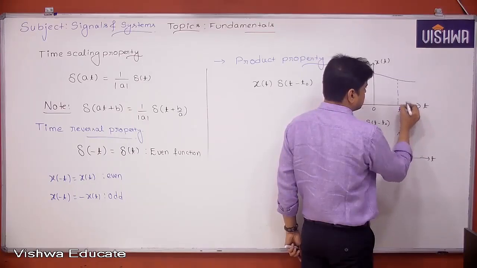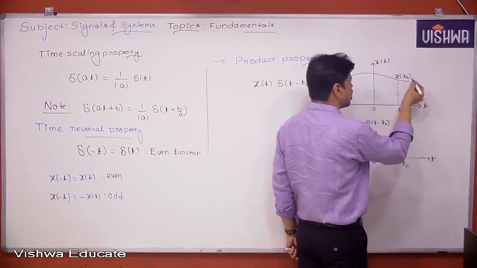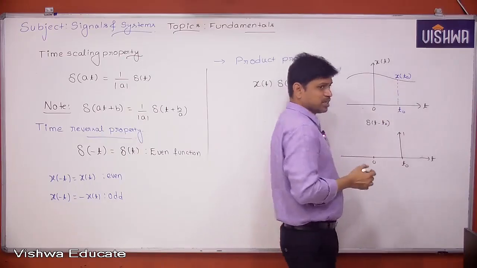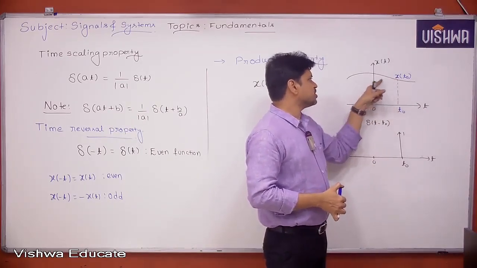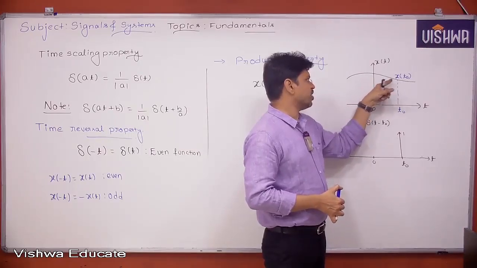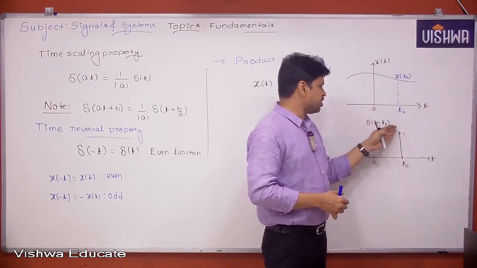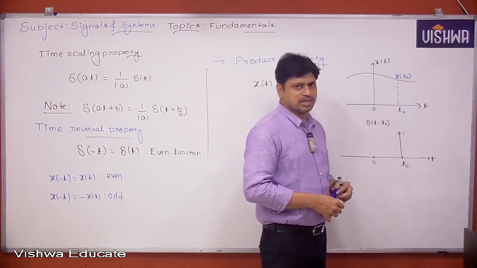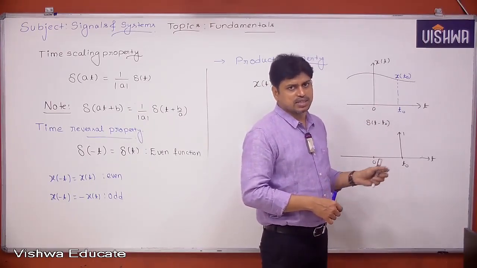At t naught, the amplitude of the x of t signal is x of t naught, which is some constant value, let's say 5 or 6. I'm just assuming that at t naught we have some constant amplitude. If it is multiplied with 5 delta t minus t naught, then what will happen? That 5 itself is nothing but the area or strength of the impulse function.